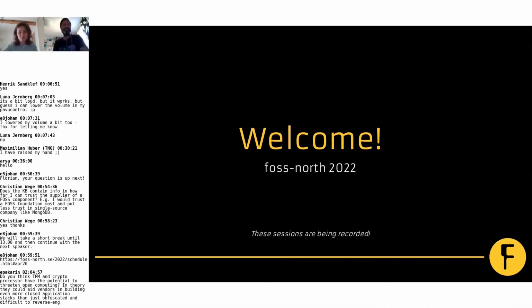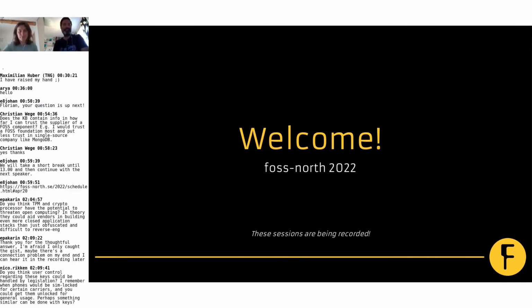I see that Ipa Karim is writing again, so I'm checking if there's a follow-up. I guess you also see the typing going on. And then we have Nico typing something, so let's catch that one. Do you think user control regarding these keys could be handled by legislation? I remember when phones would be SIM-locked for certain carriers and you could get them unlocked for general use. Perhaps something similar can be done around keys.